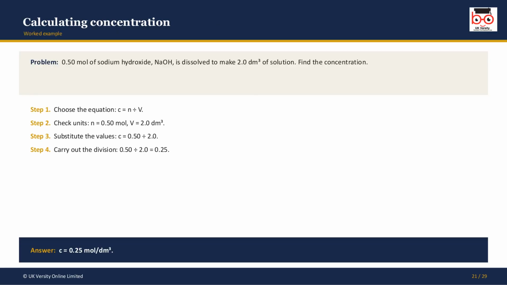Let's calculate a concentration. We dissolve 0.50 moles of sodium hydroxide to make 2.0 dm³ of solution. We use C equals N divided by V. Check the units. N is 0.50 moles and V is 2.0 dm³. Both fine. Substitute: C equals 0.50 divided by 2.0. The division gives 0.25, so the concentration is 0.25 moles per dm³.